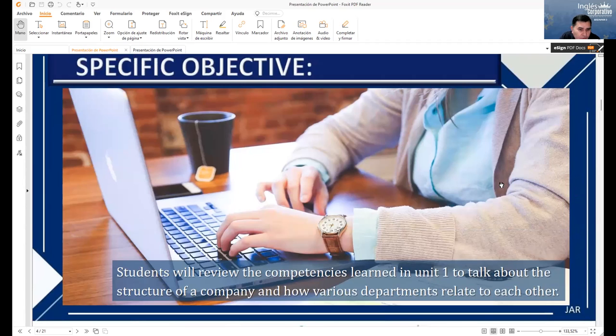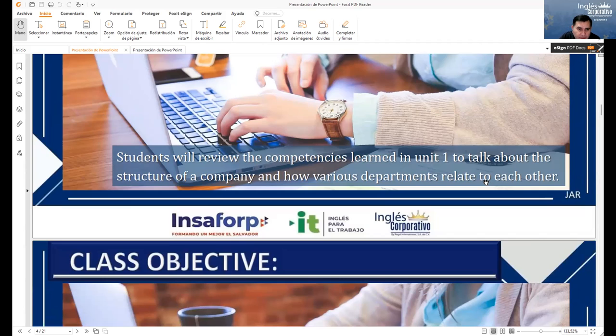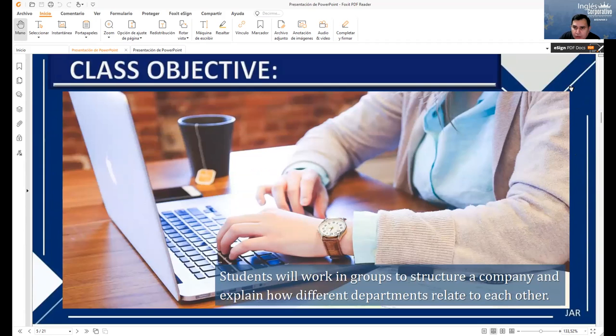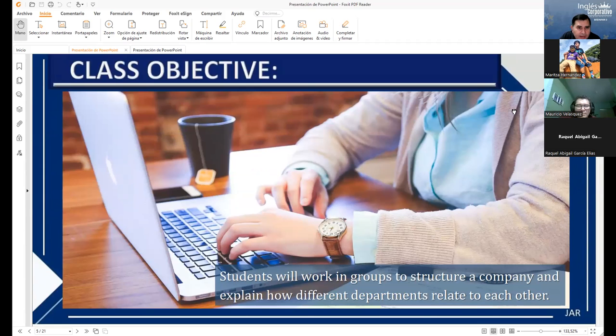Specific objectives. Students will review the competencies learned in Unit 1 to talk about the structure of a company and how various departments relate to each other. Class objective, students will work in groups to structure a company and explain how different departments relate to each other.